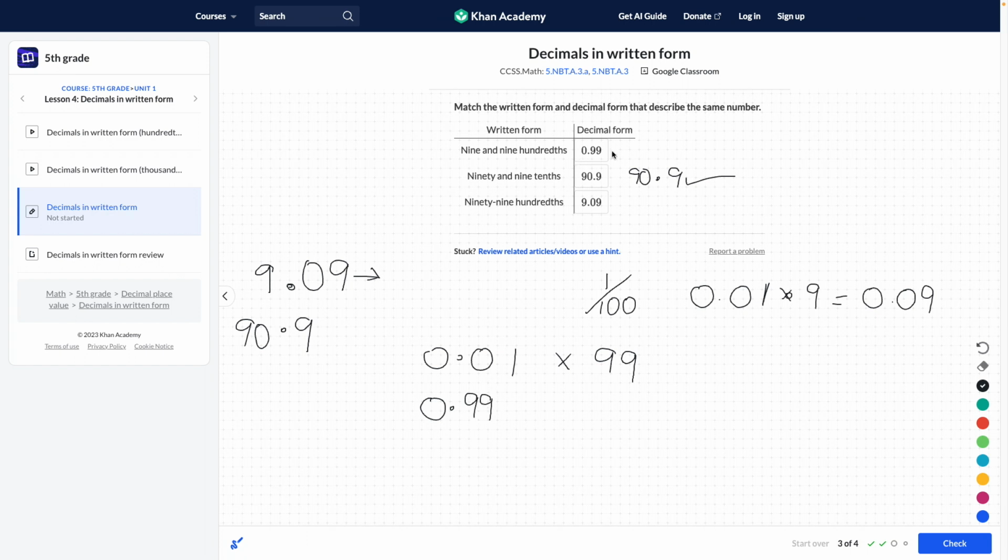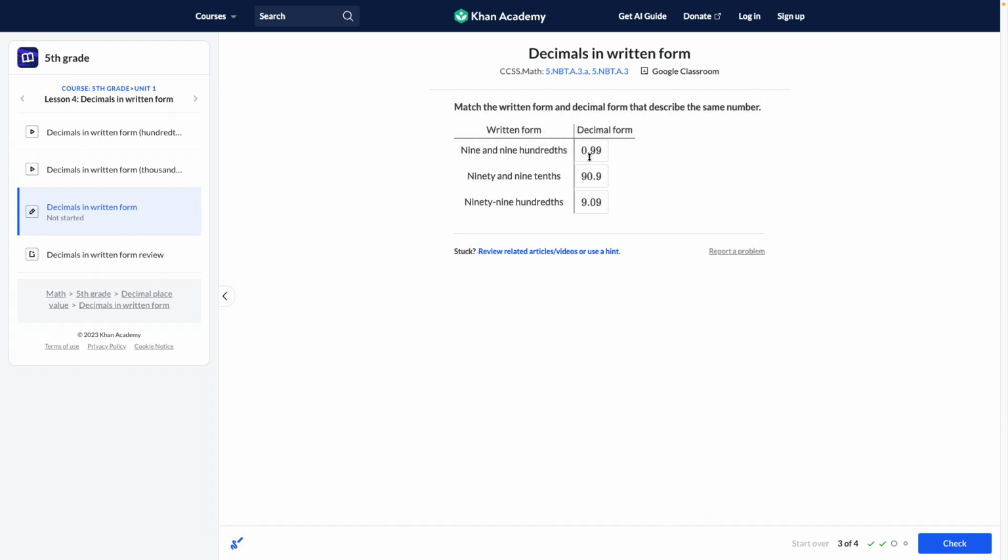All right, so we could just move the top and bottom one over. I'll use my mouse to move the top and bottom one over. So we've got 9 and 9 hundredths, 90 and 9 tenths, 99 hundredths. Correct. There we go.